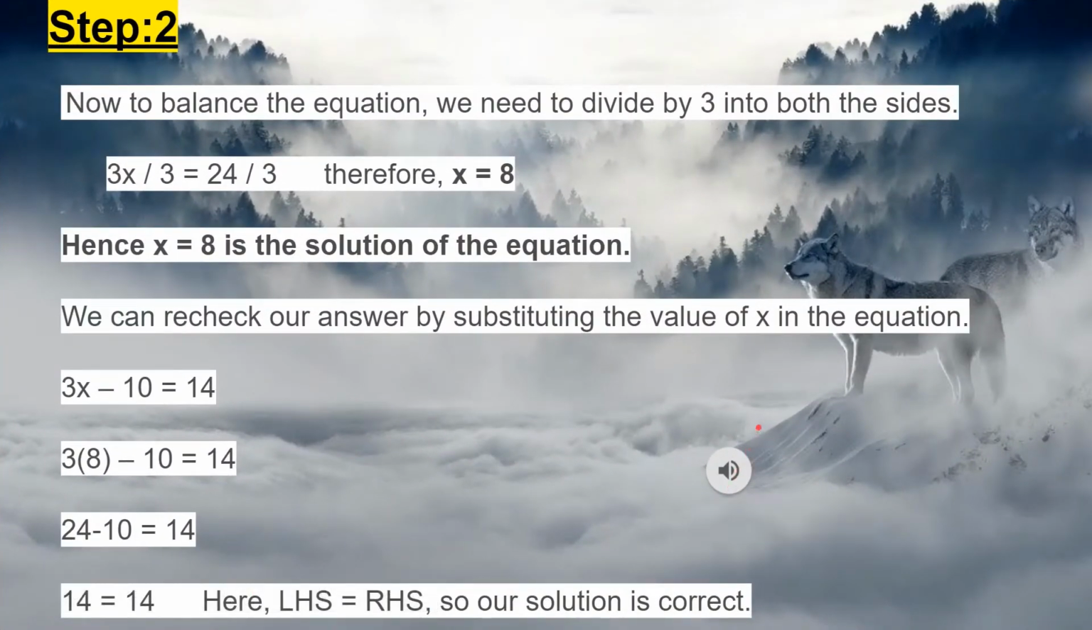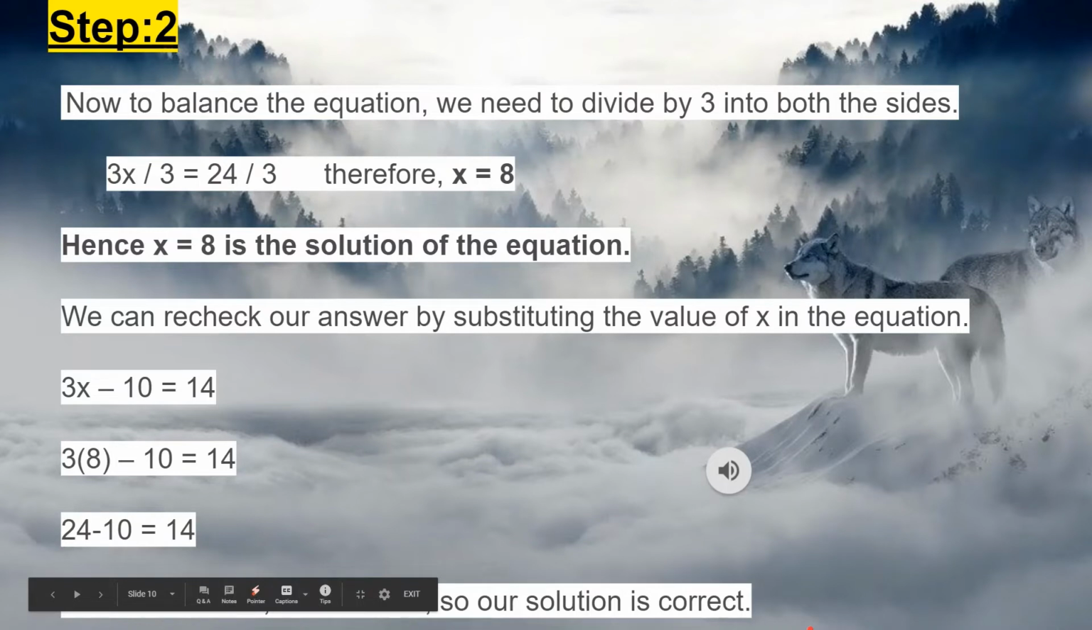In first step, we got 3x = 24, isn't it? Now what is the step 2? So in step 2, we can divide by 3 on both the sides. Why? Because here 3x is given. 3x means 3 into x. So if we want to take 3 from x, then we have to divide. So 3 divide on both the sides. So 3x upon 3 = 24 upon 3. Therefore, x = 8. So here we got the solution x = 8.